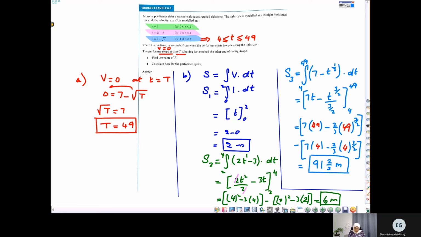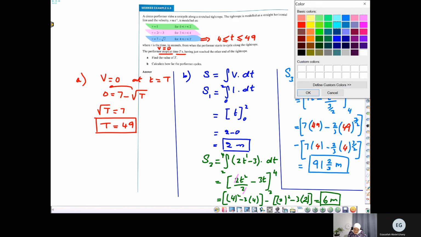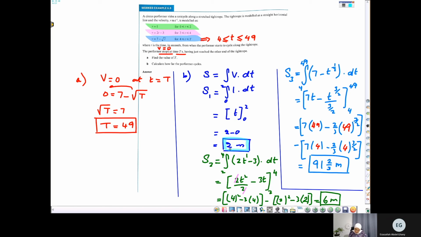So the final answer will be 91 and 2/3 of a meter. And you need to find how far the performer cycle is from the beginning of the tightrope till the end of the tightrope. You just add. You add what? Add all these. This answer plus this answer plus this answer, the 3 displacements.